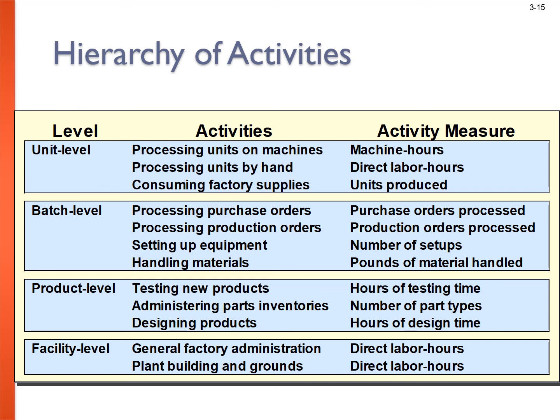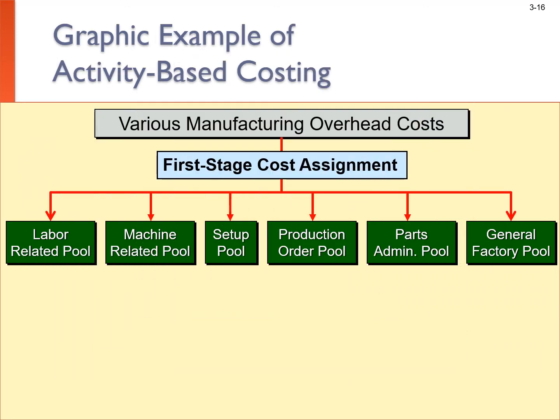Okay, so these are your general levels of activity that you want to look at when designing the system, and some common activities and ways of measuring the activities. So here's an example. There's various manufacturing overhead costs. Your first stage, cost assignment: labor-related pool, machine-related pool, setup pool, production order pool, parts administration pool, and general factory pool. So remember, you want to have buckets. Those are your cost buckets, your cost pools.